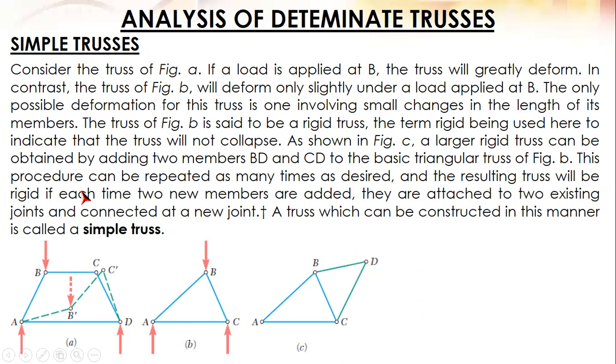And the resulting truss will be rigid if each time two new members are added, they are attached to two existing joints and connected at a new joint. So if you add two members, connected to two existing joints, you add a new joint. Attached to two existing joints and connected to a new joint. A truss which can be constructed in this manner is called a simple truss.